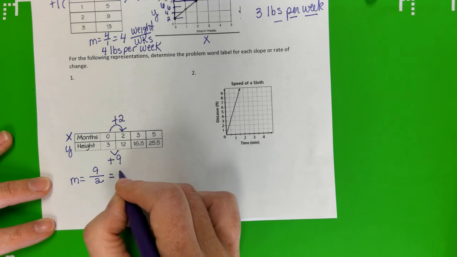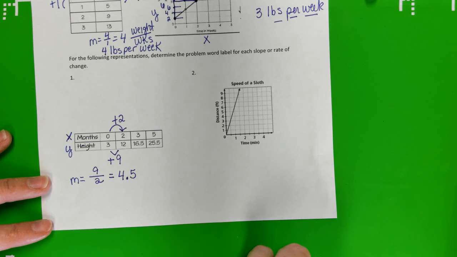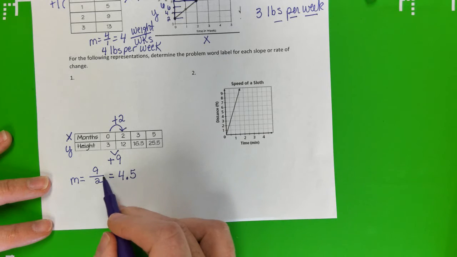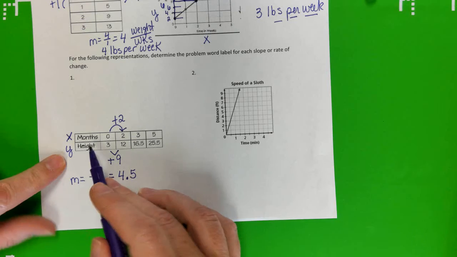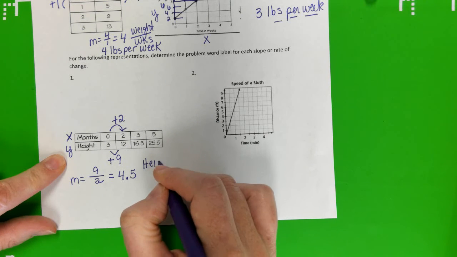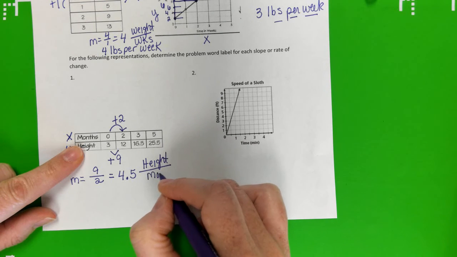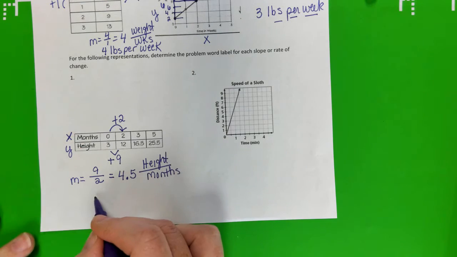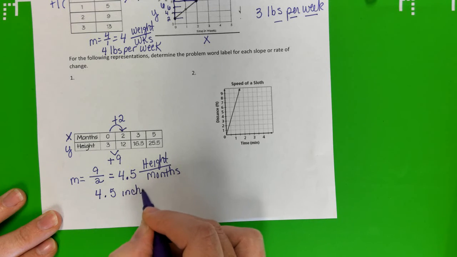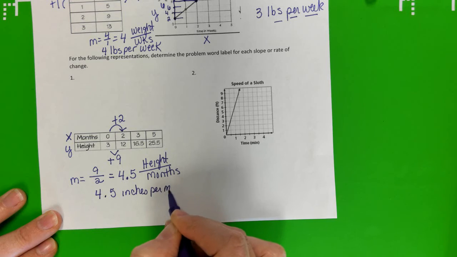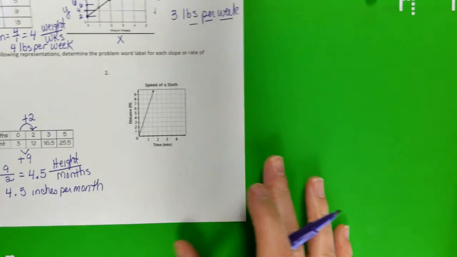Since we're talking about words, let's go ahead and change it to a decimal, so it'd be 4.5. That's just 9 divided by 2. And then what would be our label? The y is the height, maybe in inches, and the x is our months. So this would be 4.5 inches per month. You see how we're doing that? Super easy. Okay, let's look at this graph.